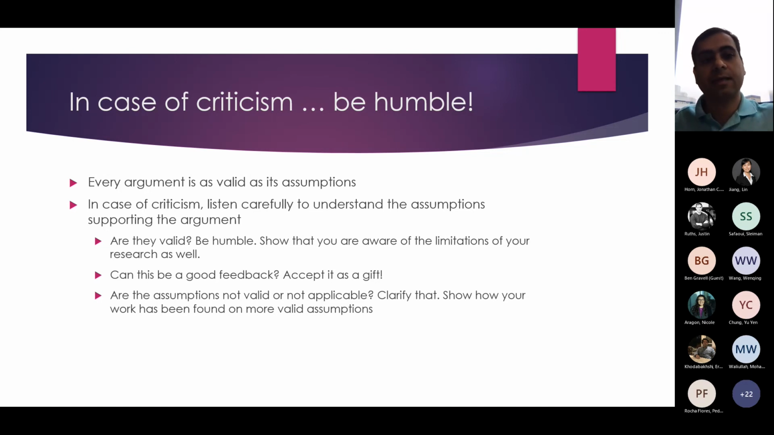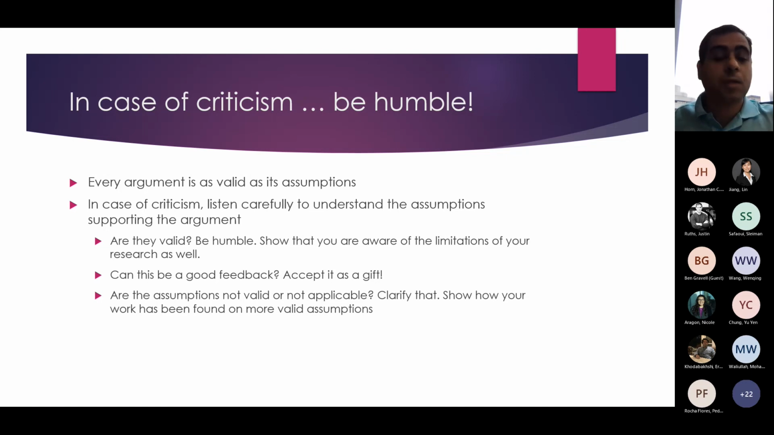If you understand the assumptions, there are several cases. Maybe the assumption is valid. If the assumption is valid, then be humble. Show that you're aware of the limitations of your work and you know what they are asking, and that's the area that you will investigate or open up, because your work has its own assumptions and its own limitations. Maybe the audience is challenging those assumptions in a valid way. You need to be very humble here.